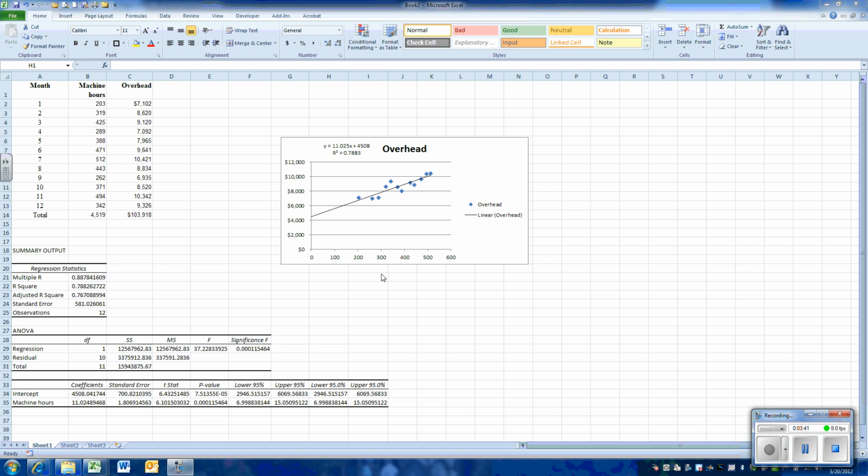So that is just based on our scatter graph. This R square tells us just how good a relationship is between our cost pool and our cost driver. So here we can explain about 79% of the cost based on the relationship with variable cost to fixed cost. So this is a pretty good match. All right, so that's just based on our scatter graph.